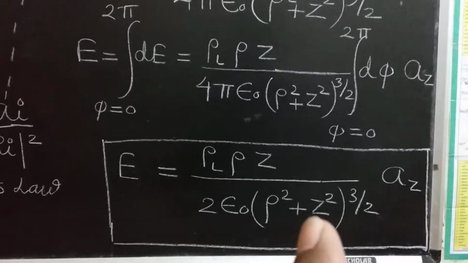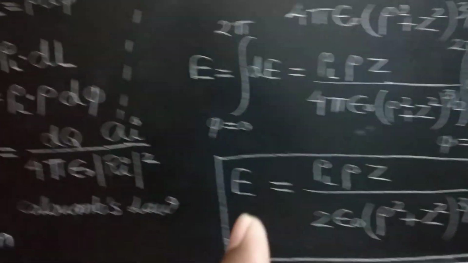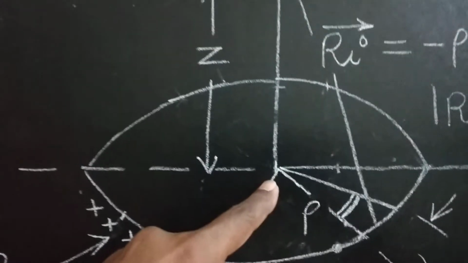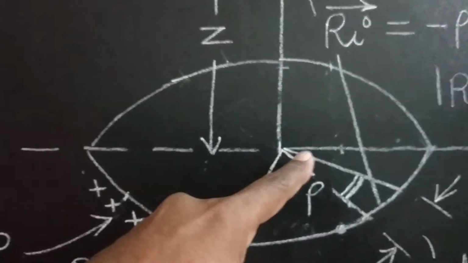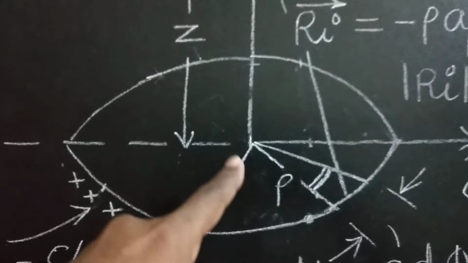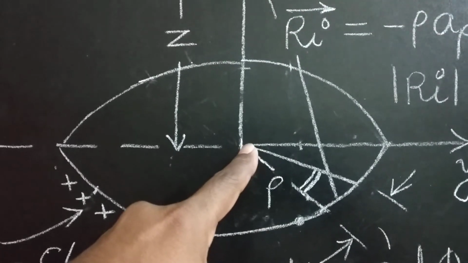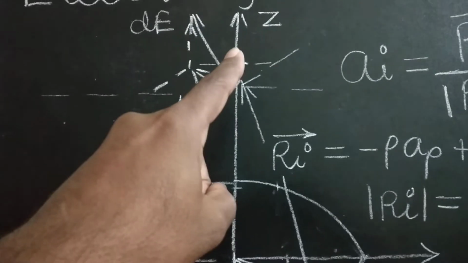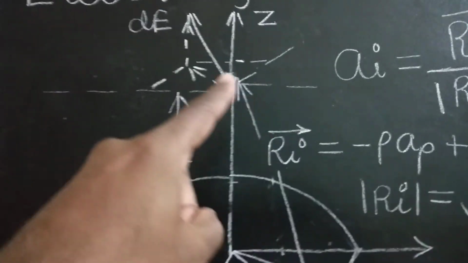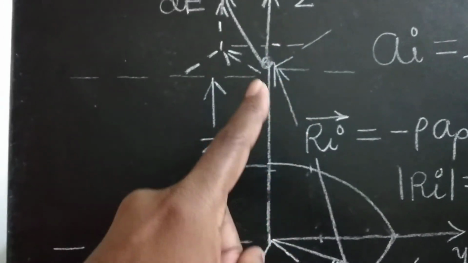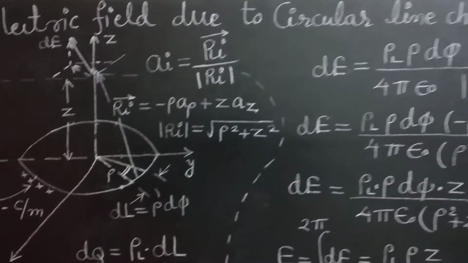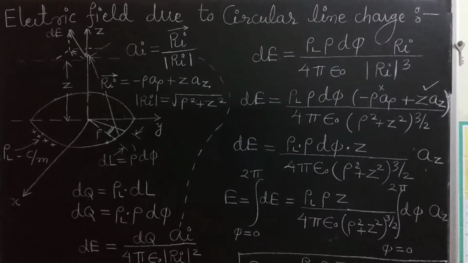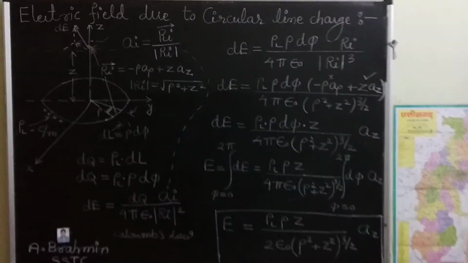One thing we have to say is that if z becomes 0, which means if this distance becomes 0 here, the electric field intensity will be 0, because the z component will not exist at the origin, and the radial components will be cancelled. If z is there, then only the z component will be there, and the radial components will be cancelled due to equal and opposite portions. This is all about the electric field due to circular line charge density.